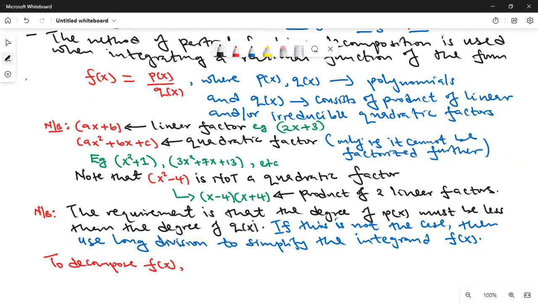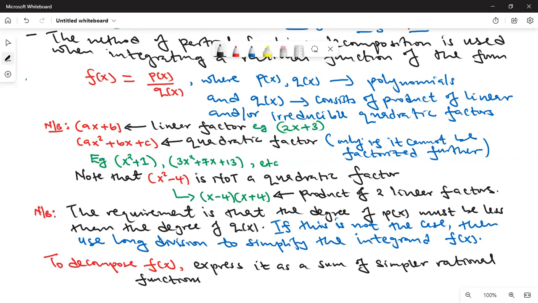what does it mean? It simply means that you express f of x as a sum of simpler rational functions that can be easily integrated. Simpler rational functions that can be integrated easily. So that's what you mean by decomposing a function.